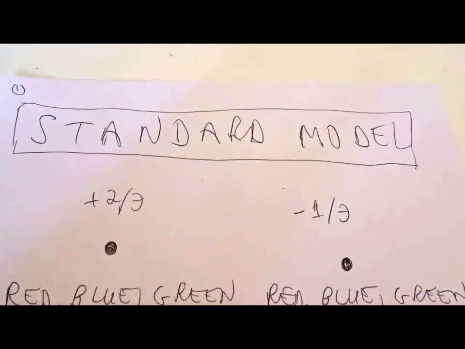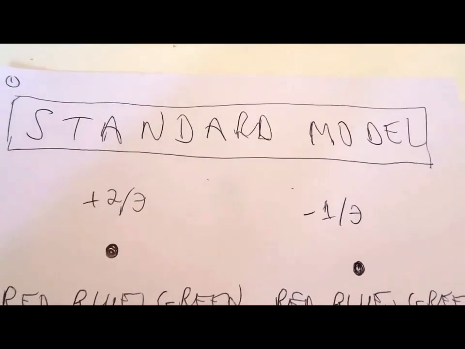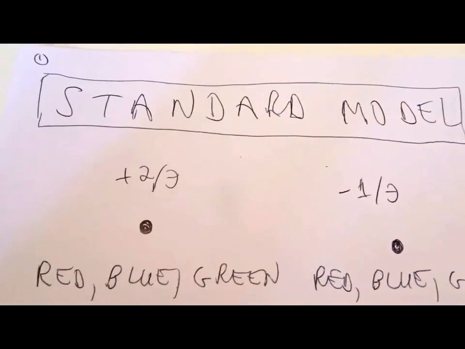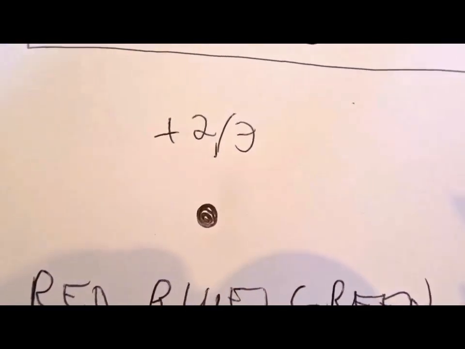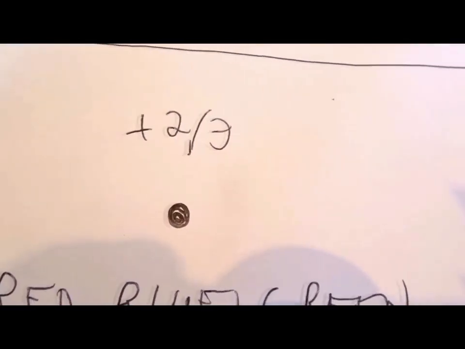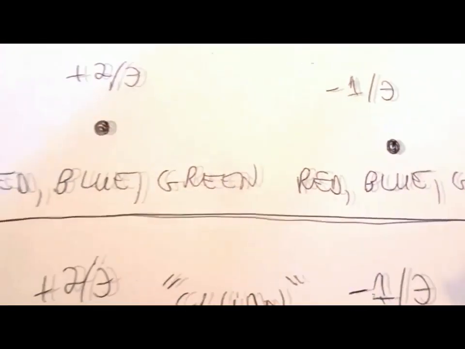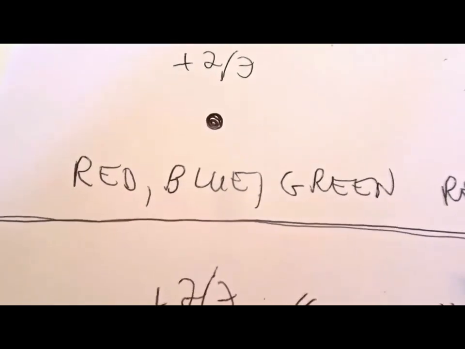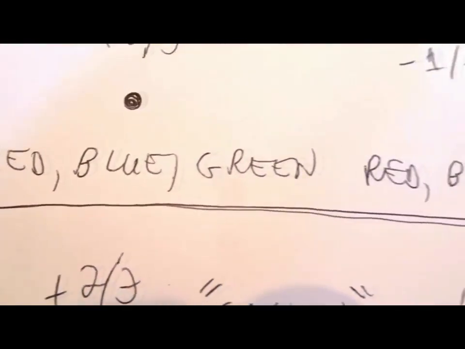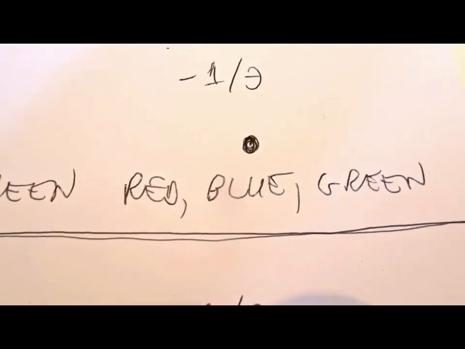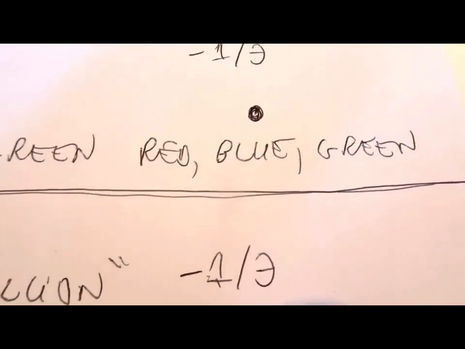The standard model of particle physics is based on certain simple assumptions. They assume that there are two dimensionless points, one with fractional charge plus 2/3, another with fractional charge minus 1/3. Now, for various reasons, they say that this fractional charge has three colors, red, blue, and green, while this fractional charge also has three colors, red, blue, and green.